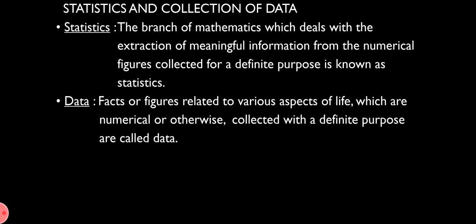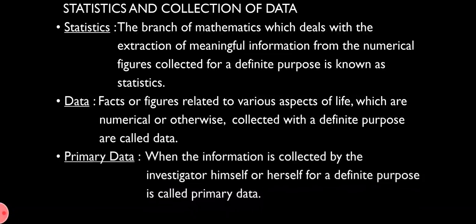Now there are two types of data, that is primary data and secondary data. So first let's see what is primary data. When the information is collected by the investigator himself or herself for a definite purpose, it is called primary data. So when the information is collected directly by the investigator for a definite purpose, it is called primary data.